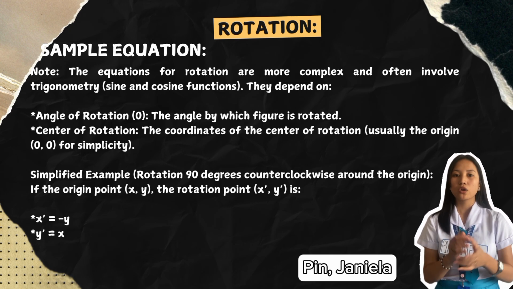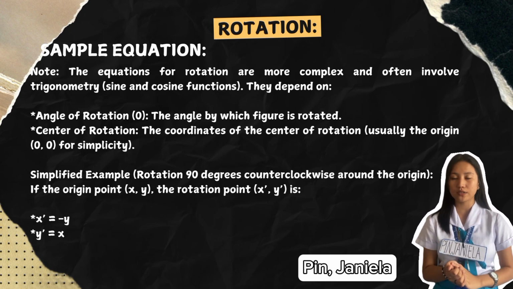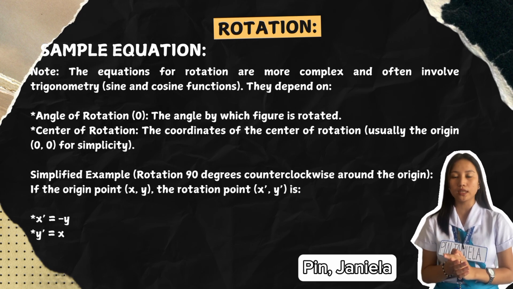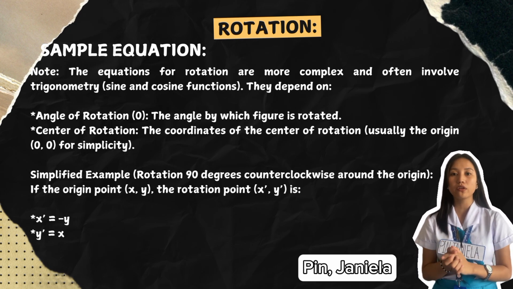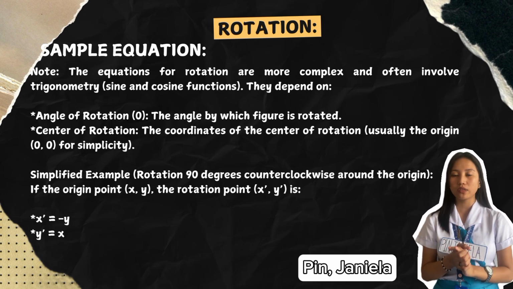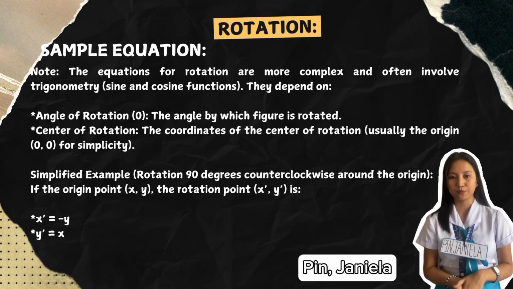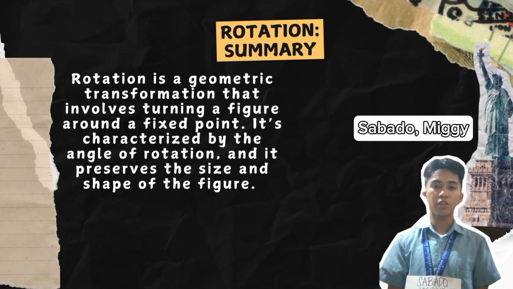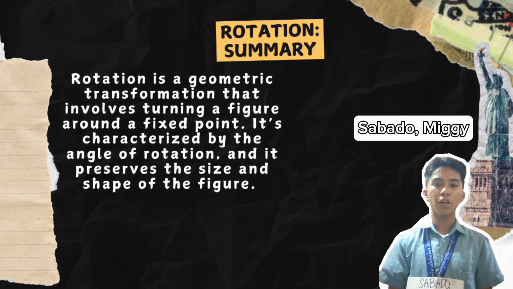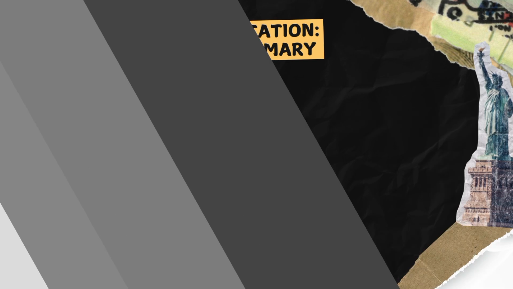Simplified example. Rotation 90 degrees counterclockwise around the origin. If the original point is (x, y), the rotated point (x_rotated, y_rotated) is: x rotated is equal to negative y, and y rotated is equal to x. Rotation is a geometric transformation that involves turning a figure around a fixed point. It's characterized by the angle of rotation, and it preserves the size and shape of the figure.